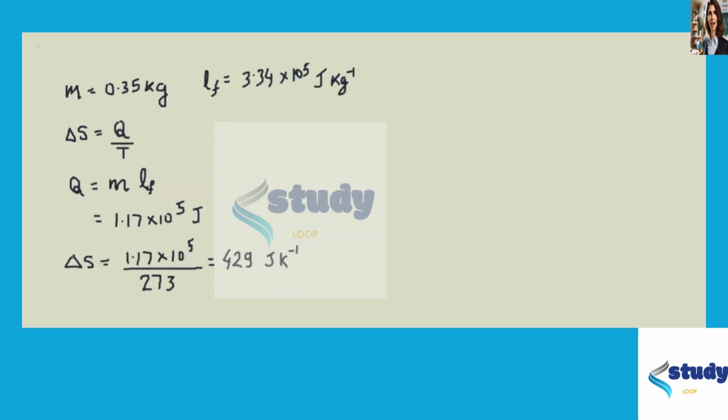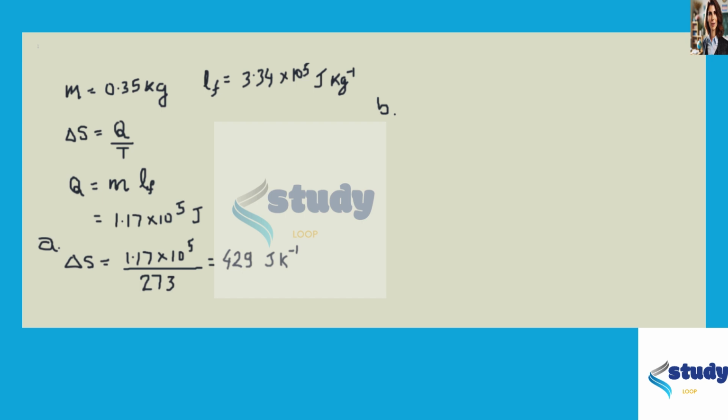Now the question number B says that the source of heat is a very massive body at 25 degrees Celsius. So since it is very massive, its temperature doesn't change much while giving heat to ice, so its temperature remains almost equal to 25 degrees Celsius. So what is the change in entropy of this body?